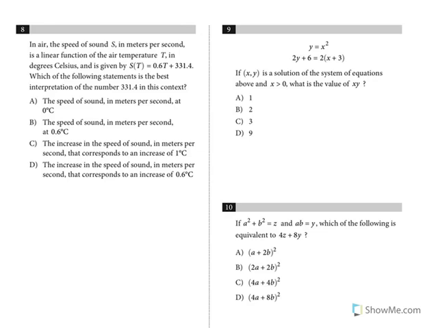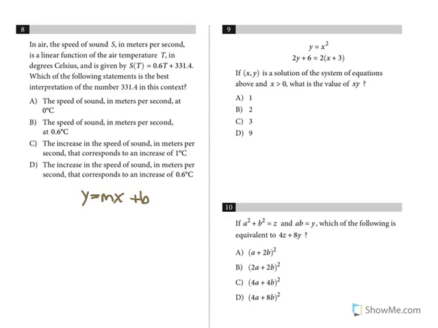In air, the speed of sound s in meters per second is a linear function of the air temperature t in degrees Celsius and is given by s of t equals 0.6t plus 331.4. Which of the following statements is the best interpretation of the number 331.4 in this context? So we have another one where we are interpreting a linear equation. We are in the form y equals mx plus b.